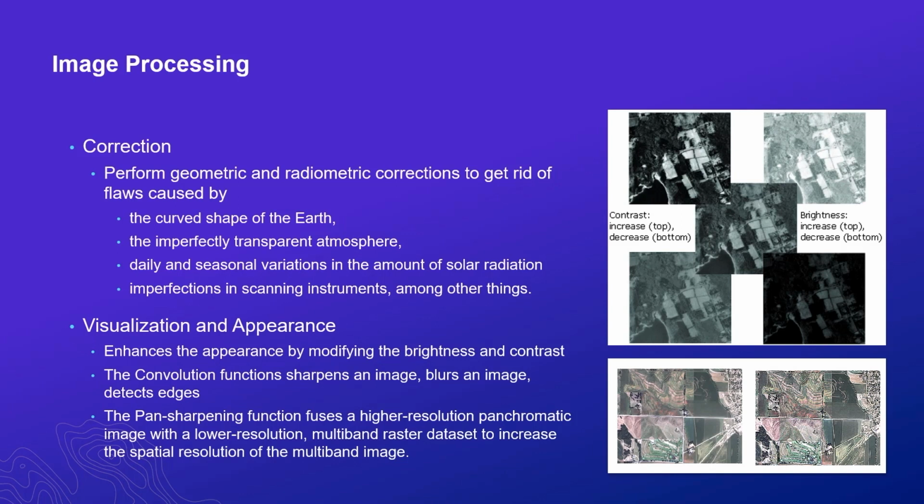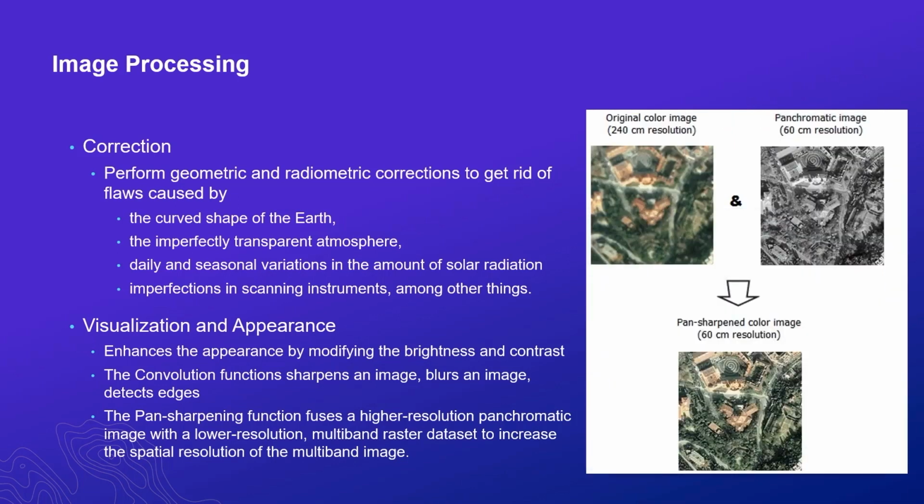You can actually use filters and other functions, convolution functions, to make those corrections. You can detect edges, you can actually blur an image if you want, right? Or you can go either way. So there are many options, there are many possibilities that you can do. One of my favorite ones is the pan sharpening function.